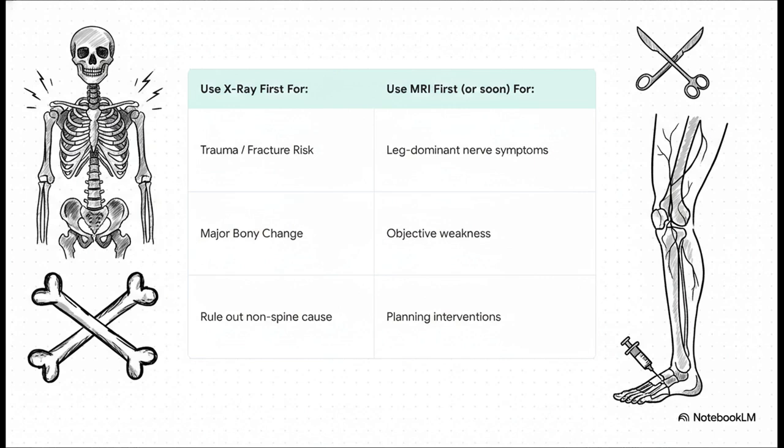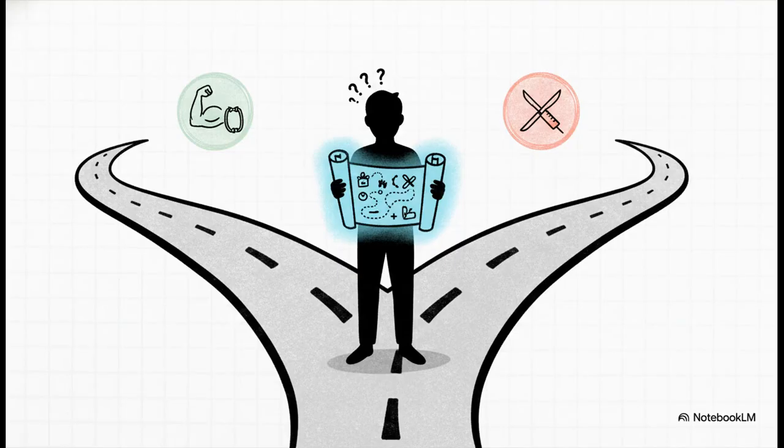But you'd think about an MRI first, or at least pretty soon, if you're having those classic leg-dominant nerve symptoms, or some objective weakness, or if you and your doctor are actually starting to plan for an intervention, like an injection or surgery. Here's a great way to think about it. An MRI is most valuable right before you get to a fork in the road. It's a decision-making tool, not just a let's-see-what's-in-there tool.